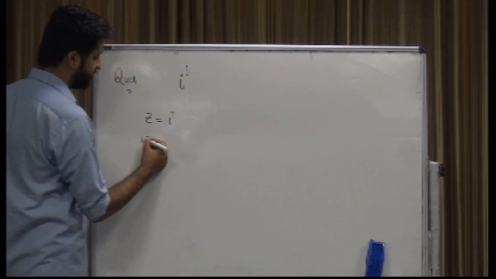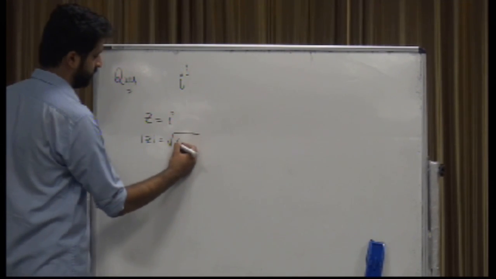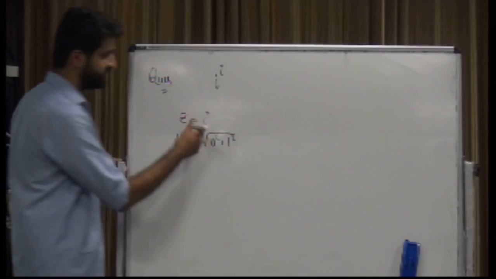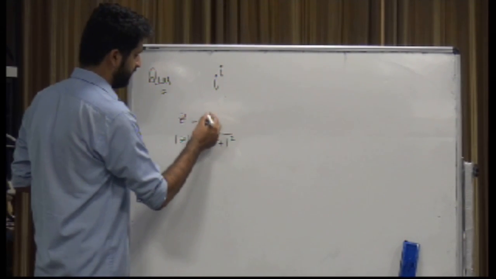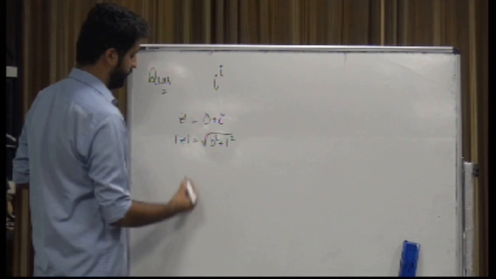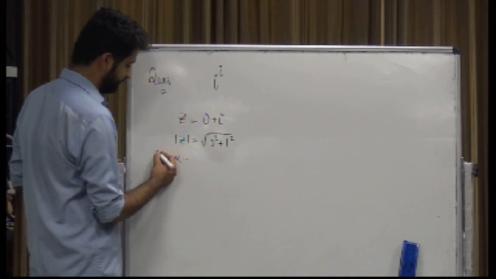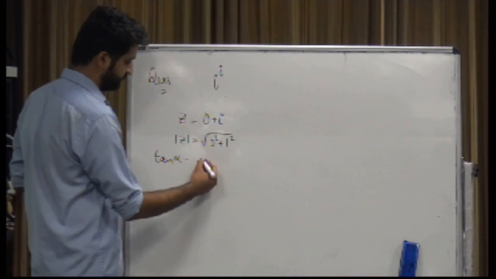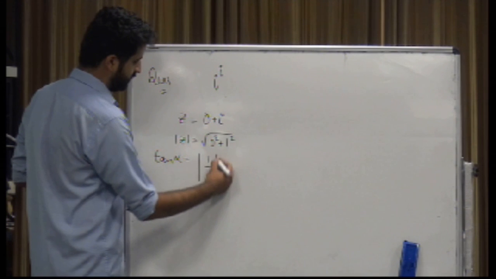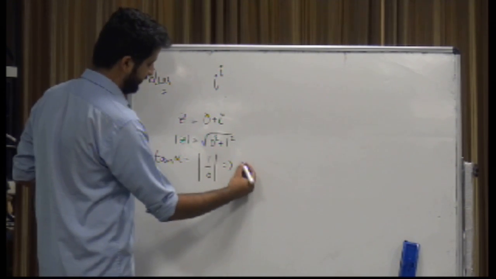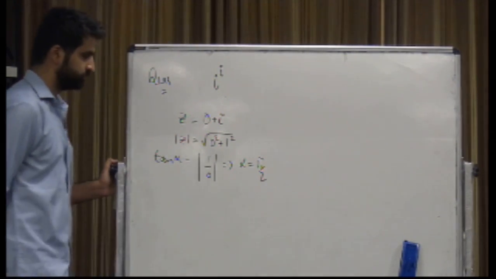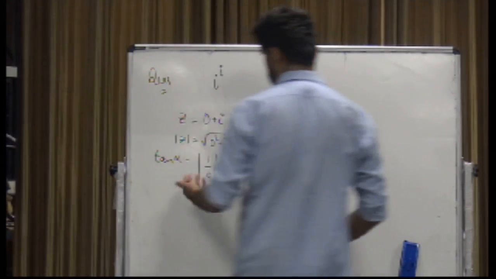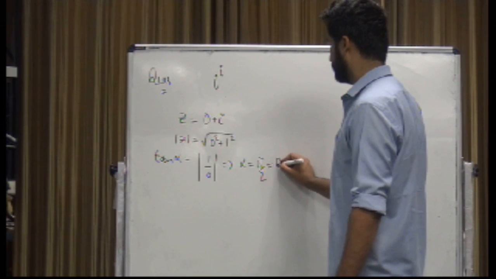So mod z is obviously 1 because this has no real part. So this can be written like this. Okay. What is the value of alpha? Tan alpha is 1 by 0, infinity. Yeah, not defined or infinity. Alpha is equal to pi by 2, which is equal to theta. Yeah.